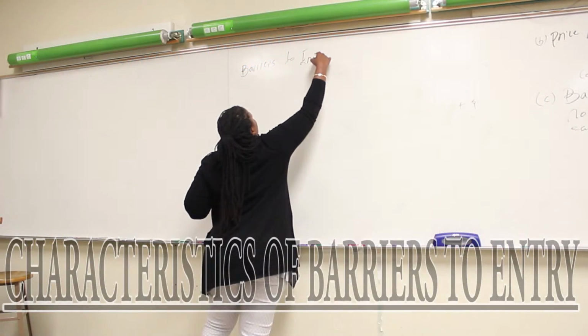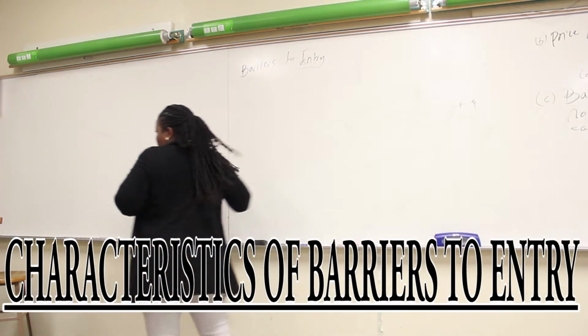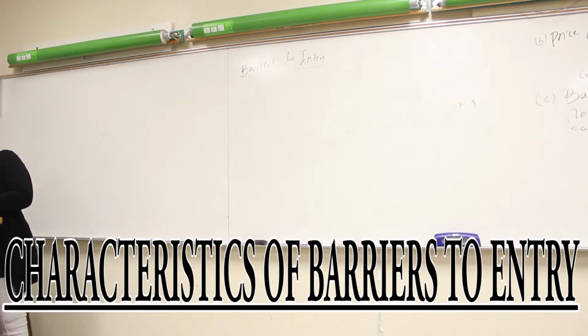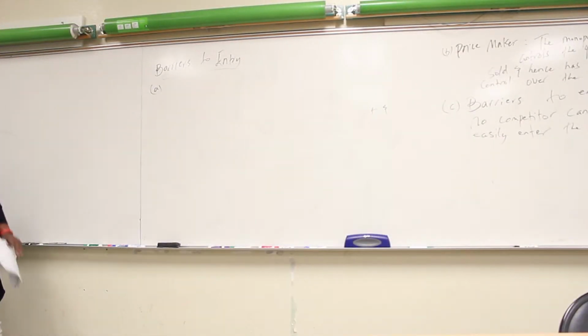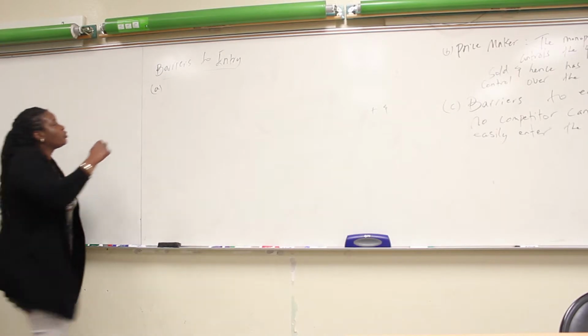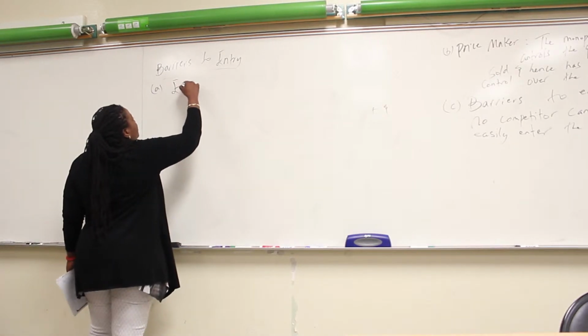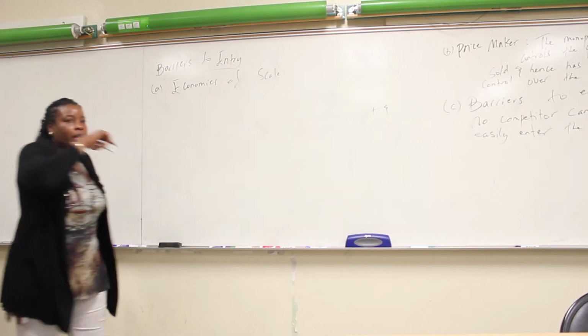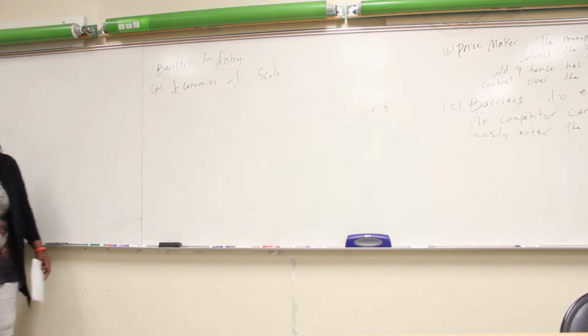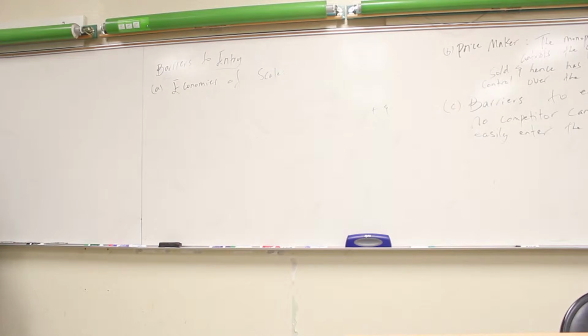Let me give you some examples of ways a firm can block entry. So, the barriers to entry. Here's the first one. First way a firm can block entry, or barrier to entry, is called economies of scale. I'll give you a theoretical definition and then we'll dig into how it can be used to block entry.